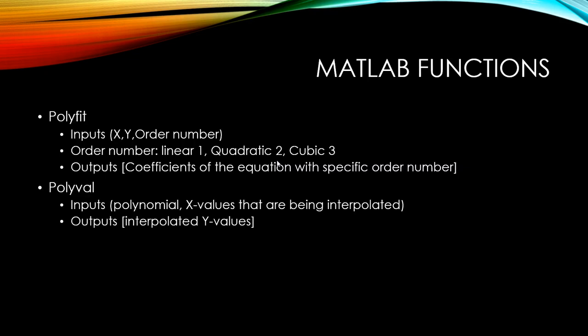And then there's polyval, which actually will evaluate the interpolation for you. So your inputs for polyval are your polynomial, and your second will be the x values that you want to be interpolated. And then your outputs are your interpolated y values. So, for example, you put an equation in, and you put, let's say, 2 in, and then your output will give you a y. Now, that may have been a little bit confusing at first.